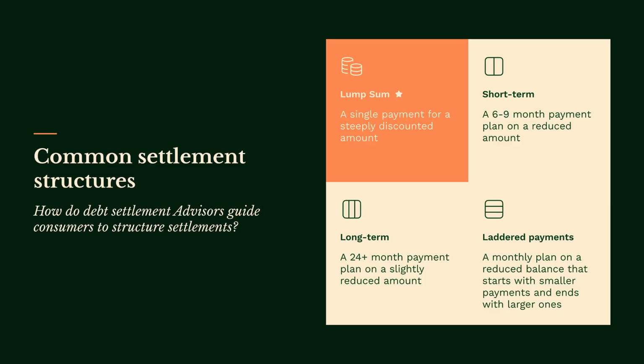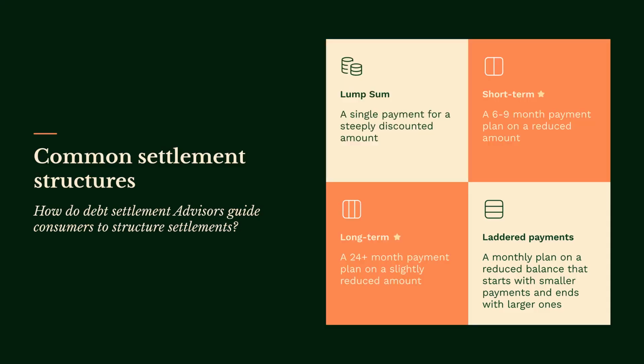Finally, let's talk about how settlements are typically structured. There are a few standard approaches. First and least common are lump sum settlements, or a single payment at a steep discount. Term plans, both short and long term, are the most common settlement structure for consumers enrolled in debt settlement programs. These typically involve terms of 6 to 24 months, and discounts vary based on the length of the settlement term.